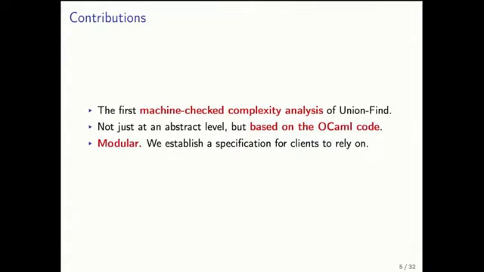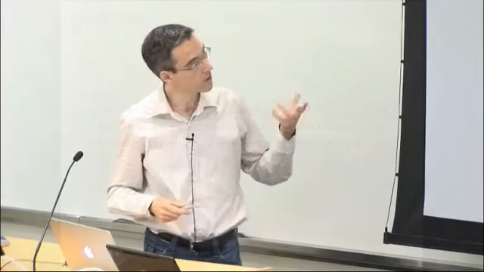So the things I want to talk about today are some details of the specification of union find and how the specification talks about what it does and how much time it needs at the same time. We'll see. And also one point I want to emphasize is that we're not just making a proof of the algorithm based on some pseudocode, but we are actually looking at the OCaml code, which I just showed, and we prove that this particular implementation is correct.